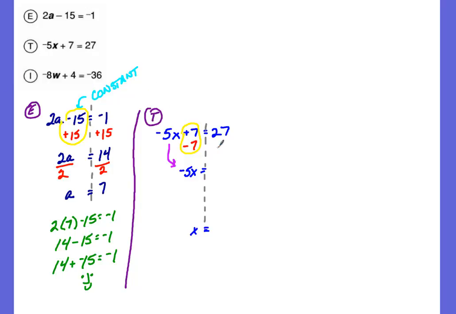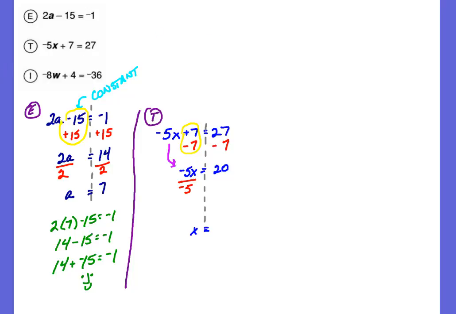Now remember what the reflection line tells us. Whatever you do on one side, you have to do on the other. So I have 27 take away 7, which gives me 20. So I know that negative 5x is equal to 20. Again, my goal is how much is x itself. So I'm going to divide by the coefficient. Negative 5x divided by negative 5.